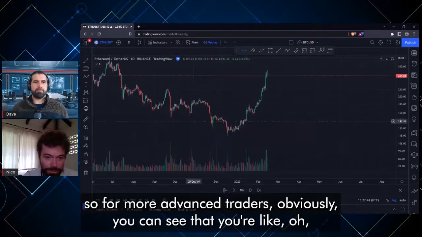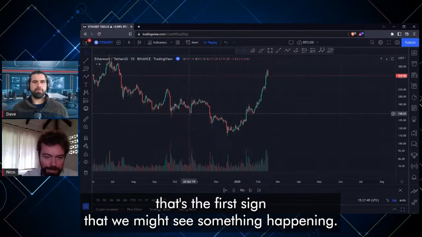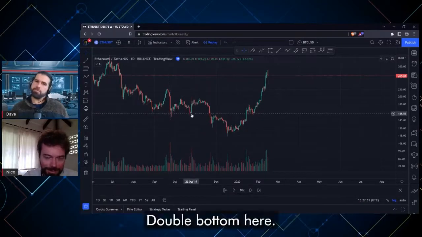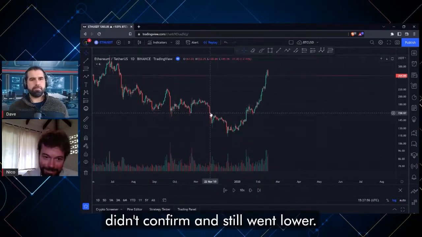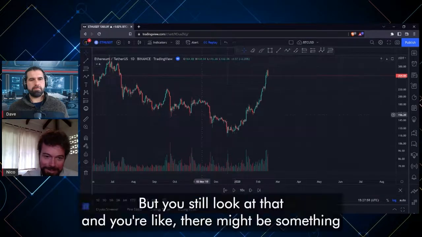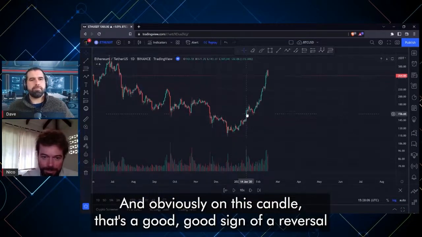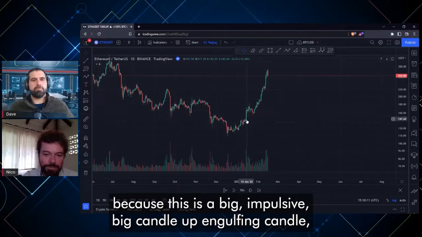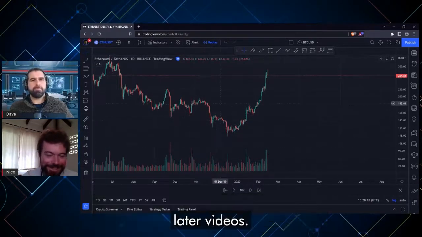For more advanced traders, obviously, you can see that's a first sign that we might see something happening. Double bottom here, you can see a reversal, but then it didn't confirm and still went lower. But you still look at that and think there might be something happening soon. And on this candle, that's a good sign of a reversal, because this is a big impulsive candle up, an engulfing candle, all those things we're going to look at in later videos.